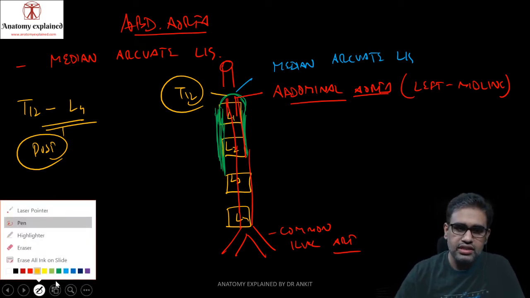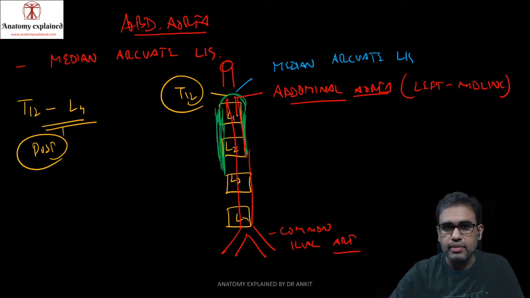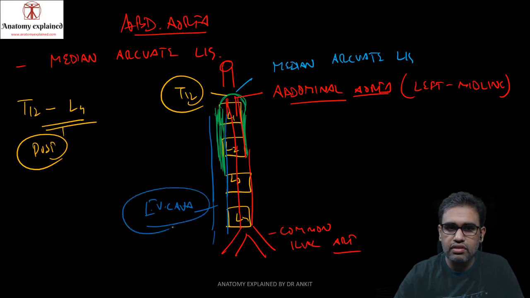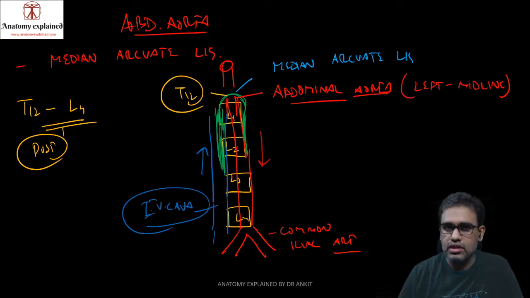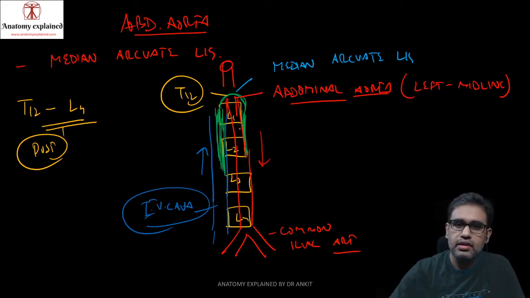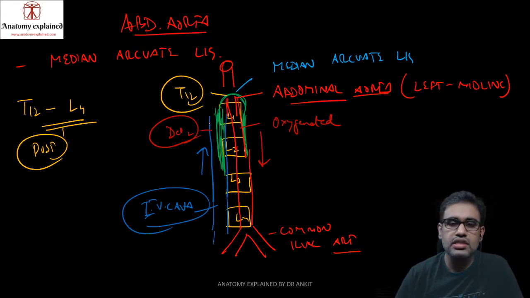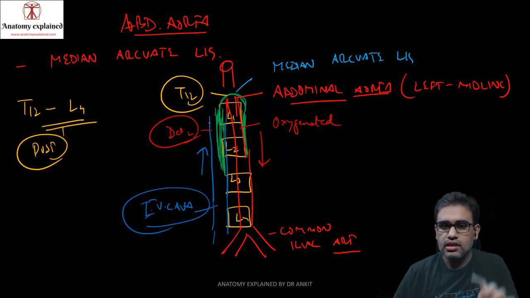Now there is also a vessel running to the right side of the abdominal aorta, and that vessel is collecting the blood from the lower part of the body. That vessel is your inferior vena cava, also known as IVC. The direction of blood in the IVC is from below upward, and the direction of blood in the aorta is from above to below, that is upward to downward. So what is this aorta carrying? It is carrying oxygenated blood, and the IVC is carrying, obviously, deoxygenated blood. These two vessels are not very far from each other, and they are among the major vessels present in our body. So the abdominal aorta's course is from T12 to L4.